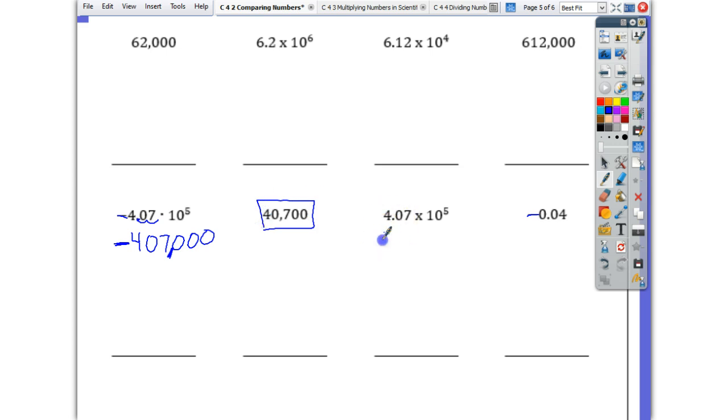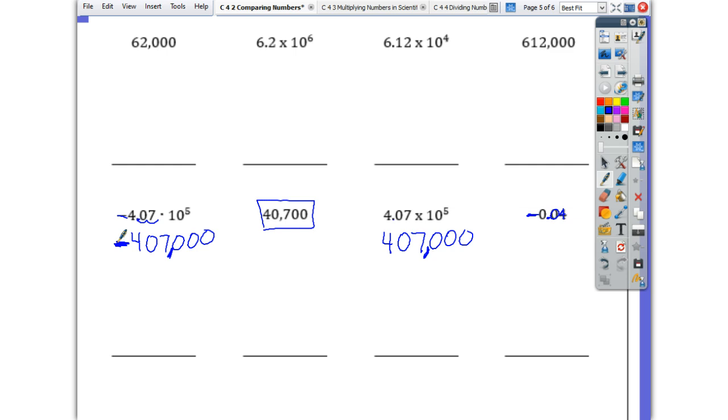This one is already in standard form. Let's move this one. You're going to have 4, 0, 7, 1, 2, 3. So we moved it 5 places. So we end up with 407,000 positive. Over here it was negative, right? And then here this is in standard form already, a negative 0.04. Just a little bugger there, all right? And even a littler one here.